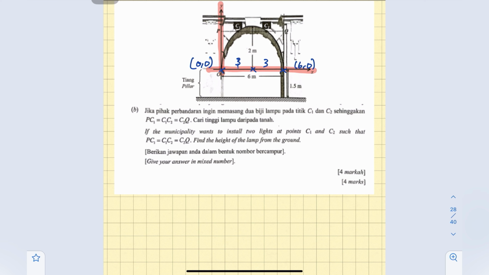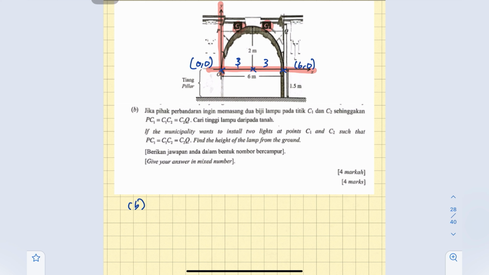B, if the municipality wants to install 2 lights at points C1 and C2 such that PC1 equals C1C2 equals C2Q, find the height of the lamp from the ground. Give your answer in mixed number. So for B, the lights at C1 and C2. So here is C1 and C2.